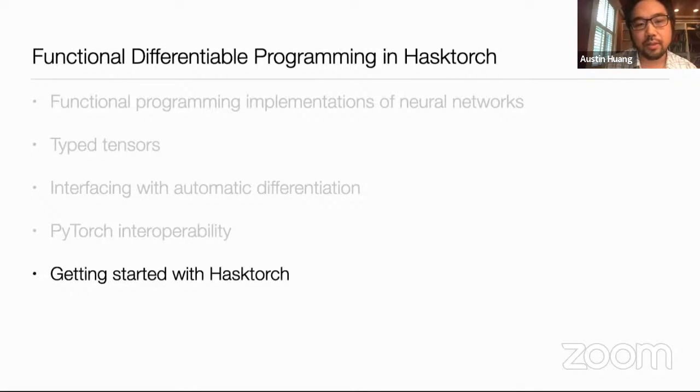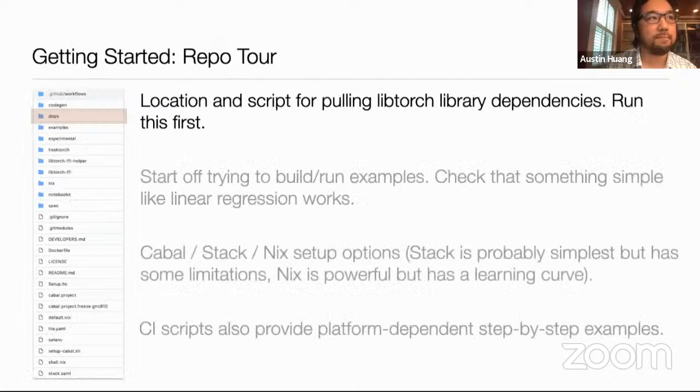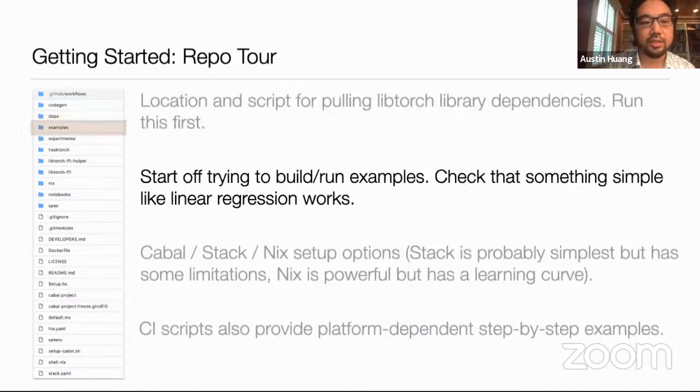And so for people that are interested in getting started, I just want to give a little bit of a tour of the repo and entry points and what to look at. So a starting point, if you're looking at the repo, is pulling in some of the dependencies. So this libtorch library, downloading that. There's a script inside this dependency directory to take a look at first and pull in those dependencies.